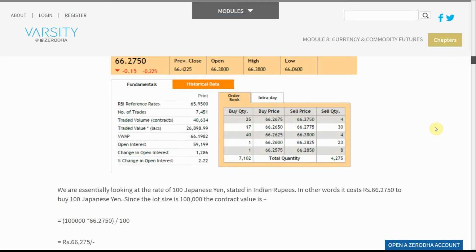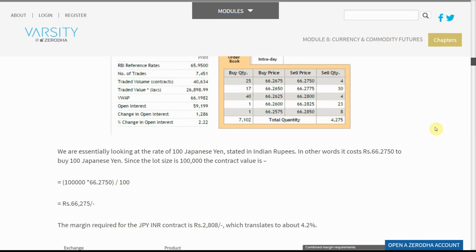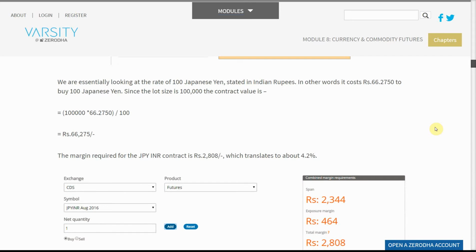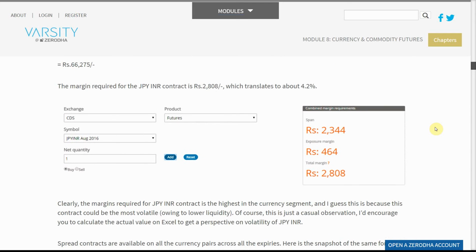Since the lot size is 100,000, the contract value equals 100,000 times 66.2750 over 100, which equals 66,275 rupees per lot. The margin required for the JPY-INR contract is 2,808 rupees per lot, which translates to about 4.2%.